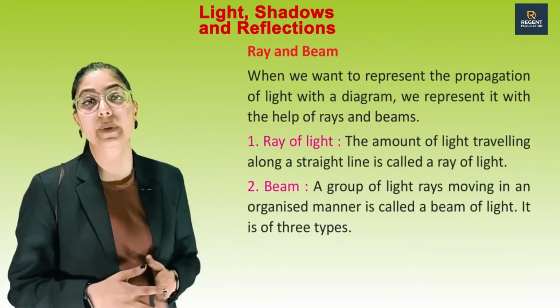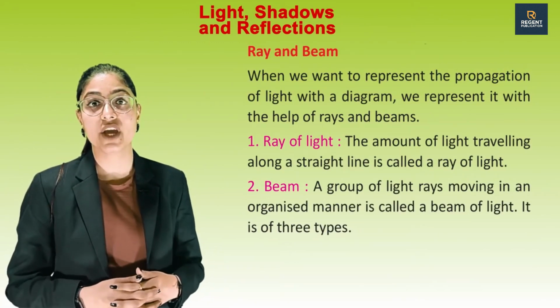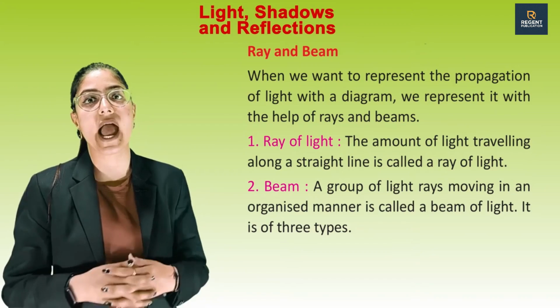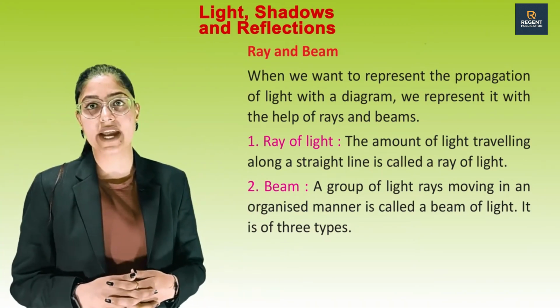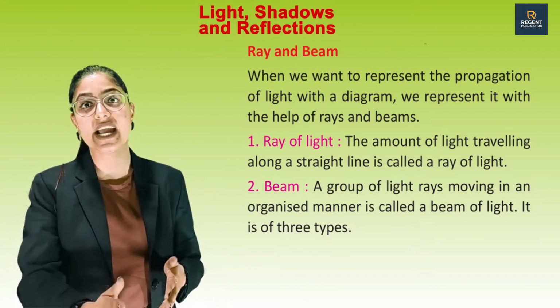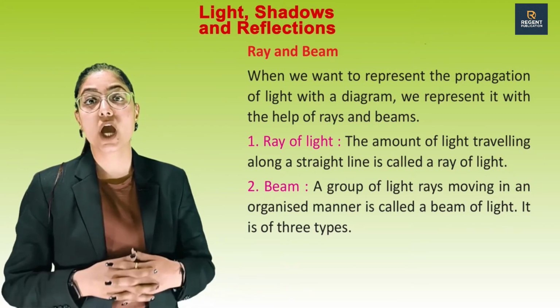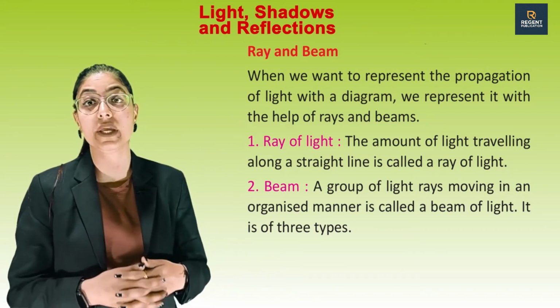Ray and beam. When we want to represent the propagation of light with a diagram, we represent it with the help of rays and beams. Ray of light. The path of light traveling along a straight line is called a ray of light. Beam. A group of rays moving in an organized manner is called a beam of light.